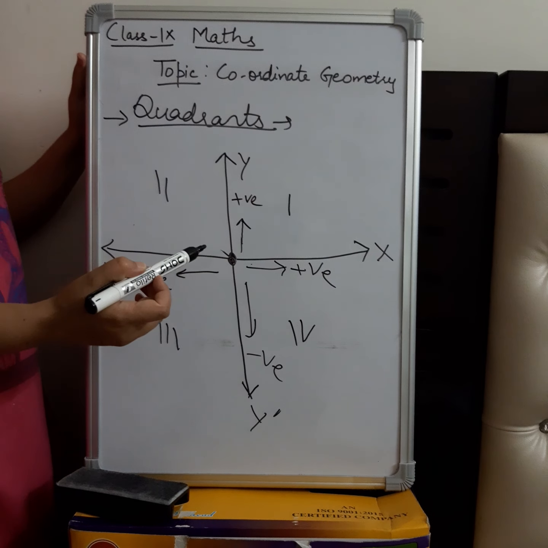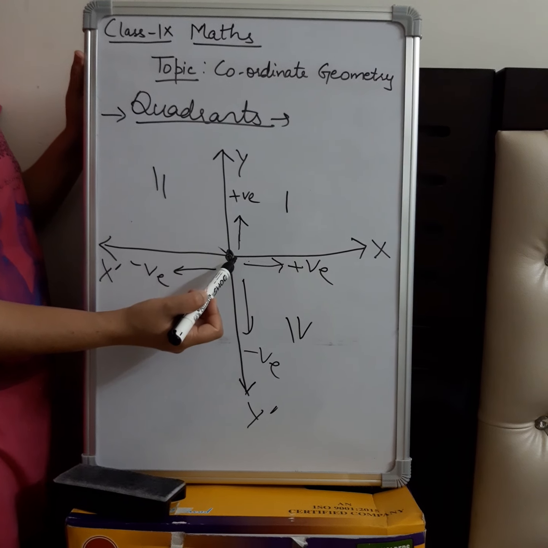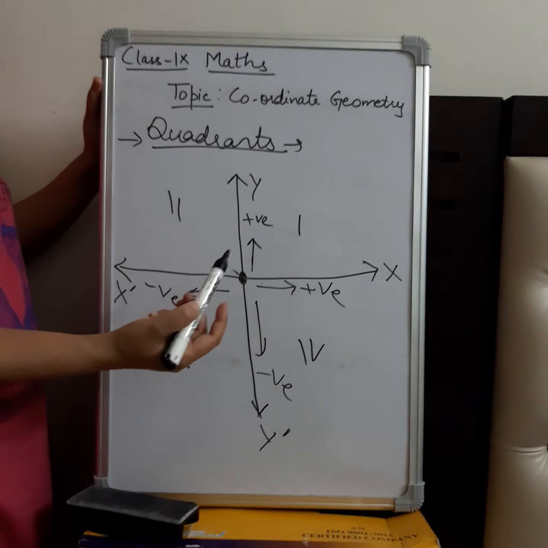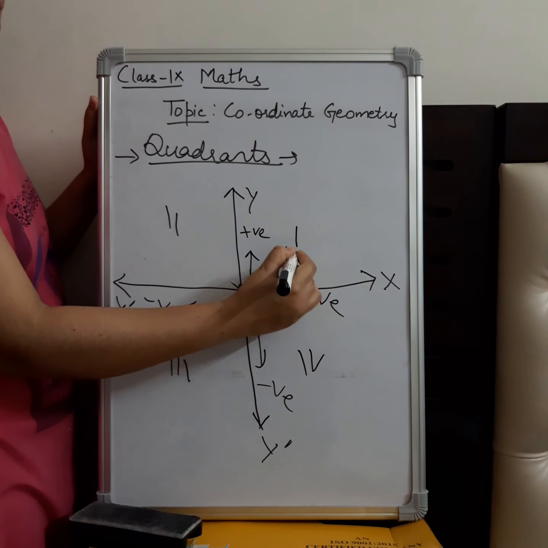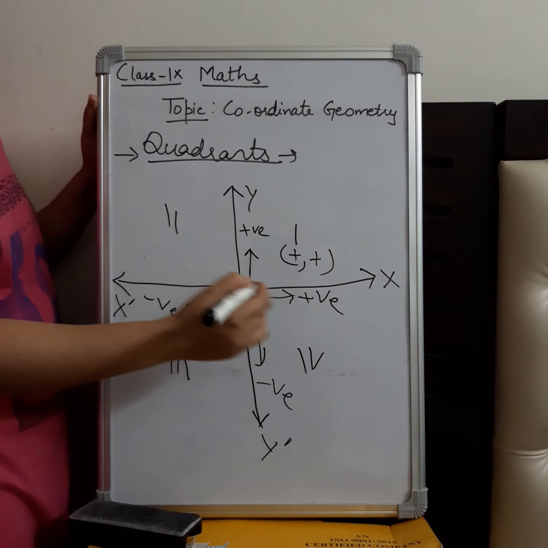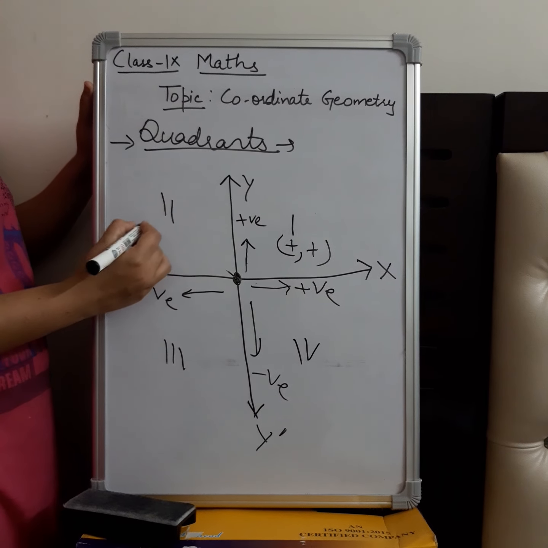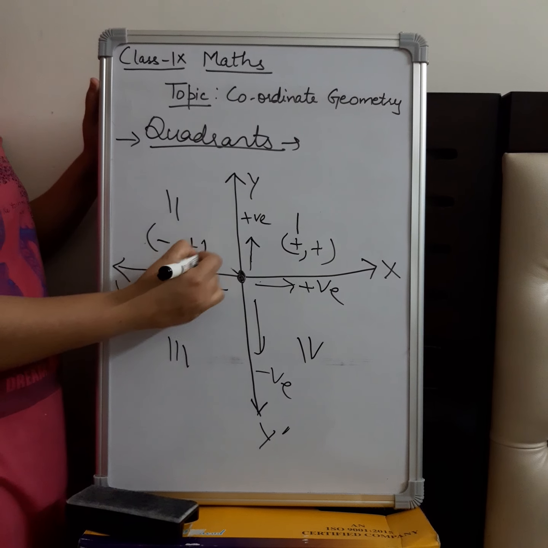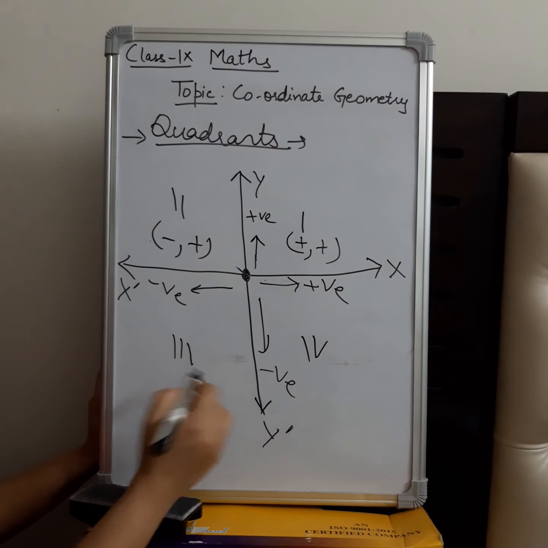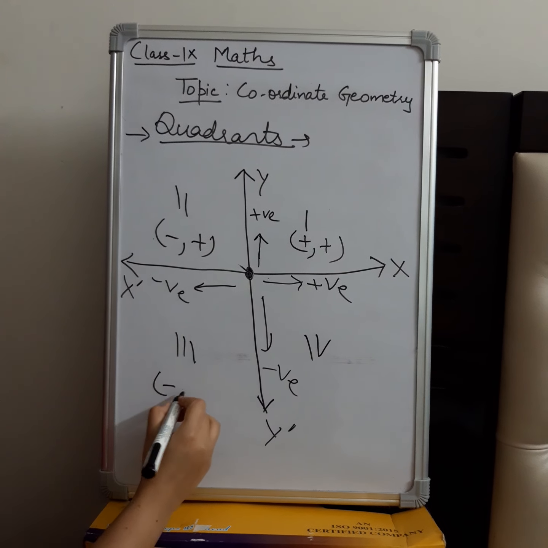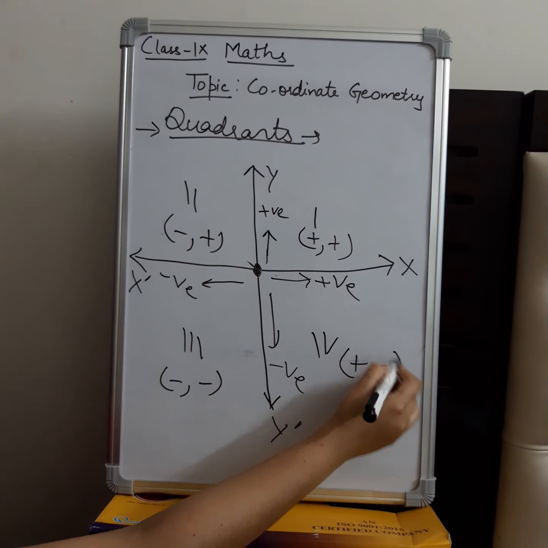Now signs also you should know. In the first quadrant you can see x is positive, y is also positive. And when we write the coordinates, first of all we write the value of x. So here both are positive, positive. Now in the second quadrant, x is negative, y is positive. So minus, plus. Third quadrant, x negative, y negative. So minus, minus. And fourth quadrant, plus, minus.